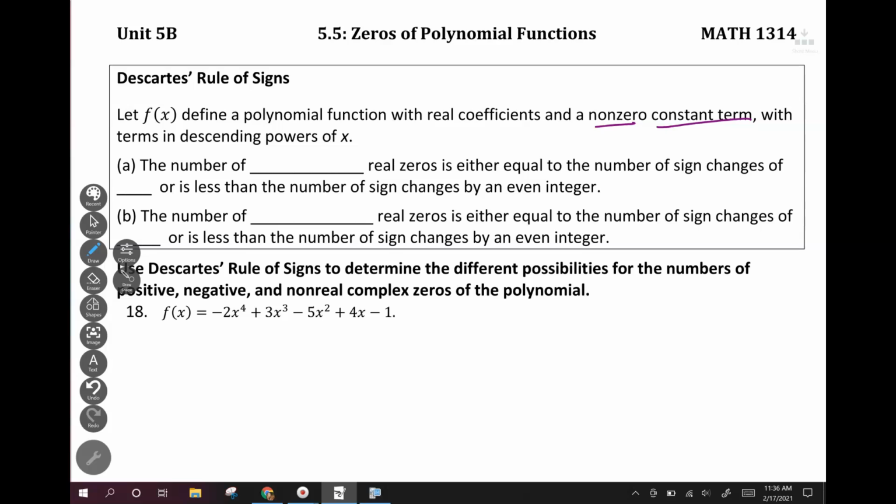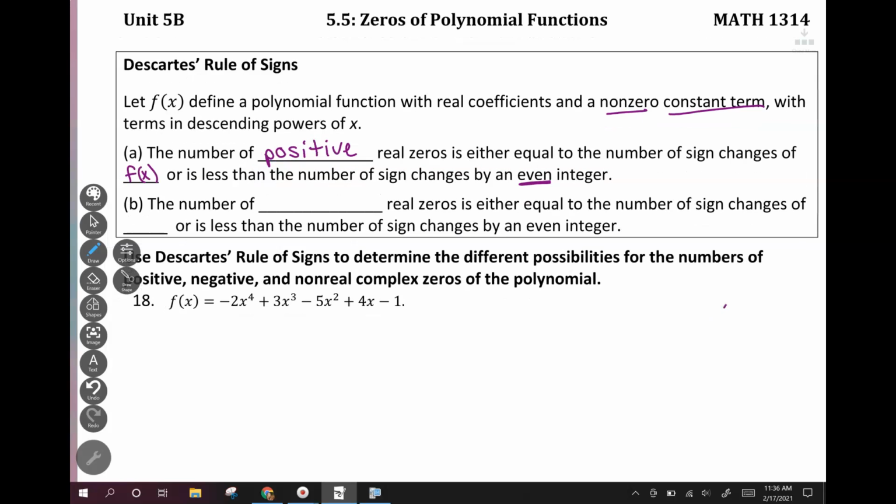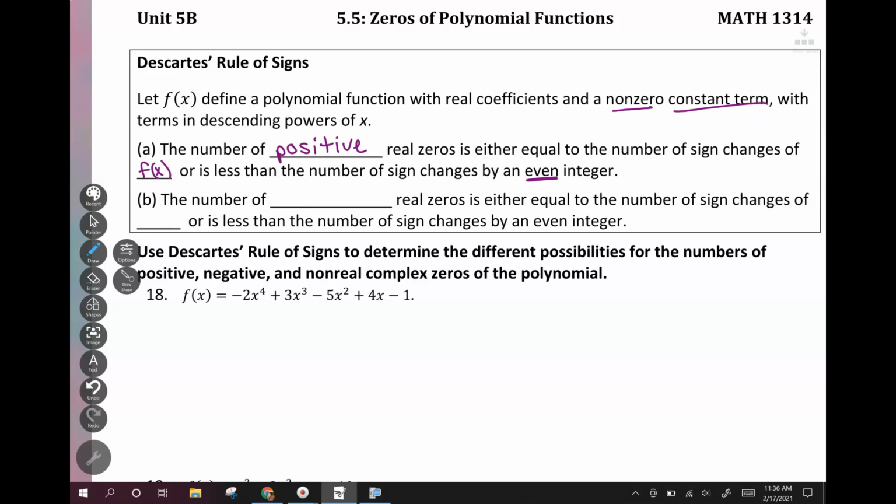Okay, then A, the number of positive real zeros, so not complex, just real zeros, is either equal to the number of sign changes of f of x or is less than the number of sign changes by an even integer. Okay, so like if you got 6, then it's either 6, 4, 2, or 0.